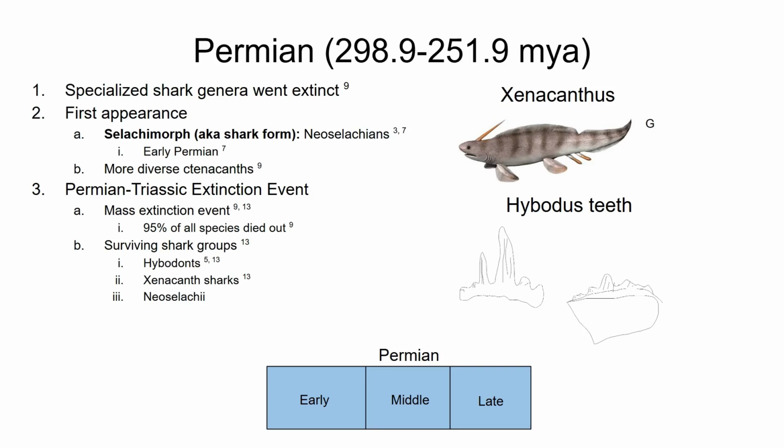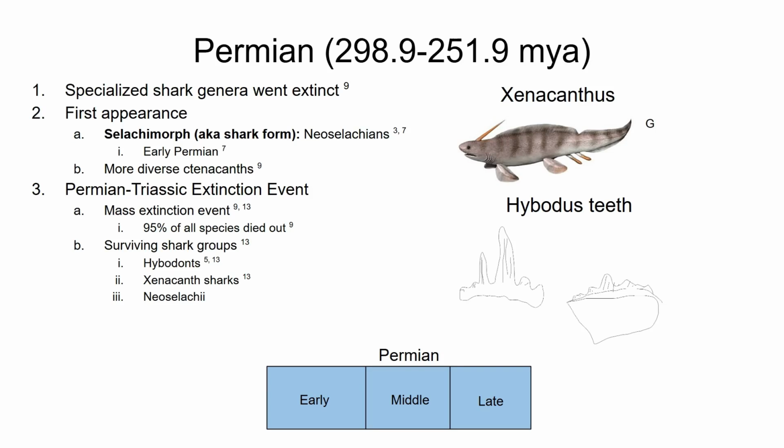The Permian period lasted from 358.9 to 298.9 million years ago. Were shark species less diverse during the Permian? Yes. What first appeared during the Permian? Is it possible a few of these groups appeared during the Carboniferous? How many species died out during the Permian-Triassic extinction event?